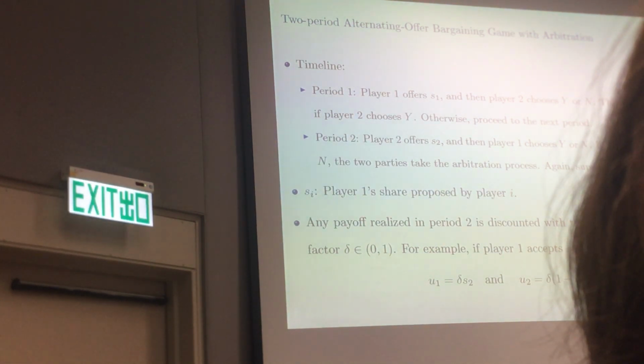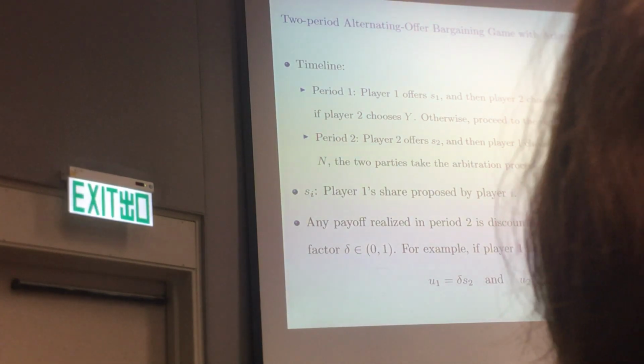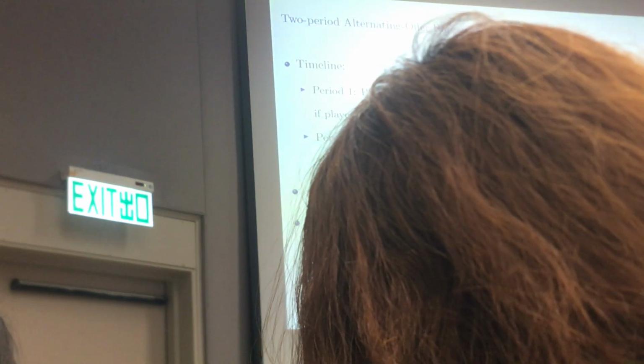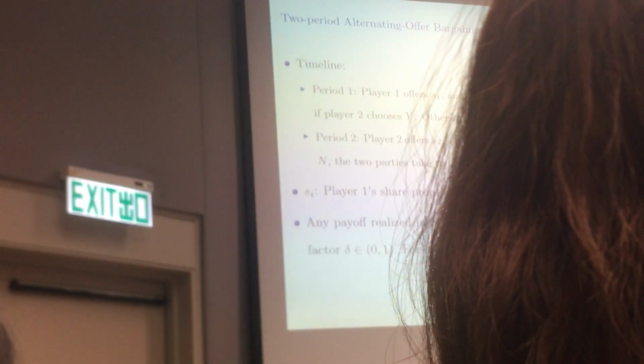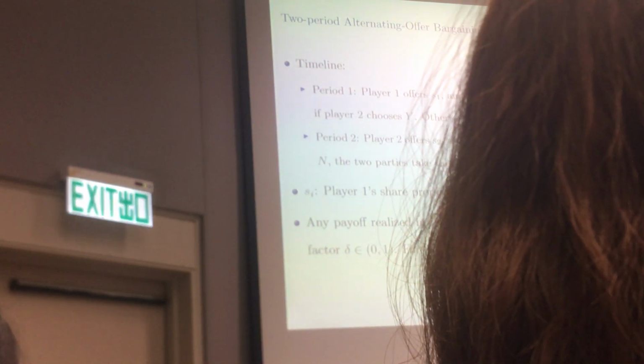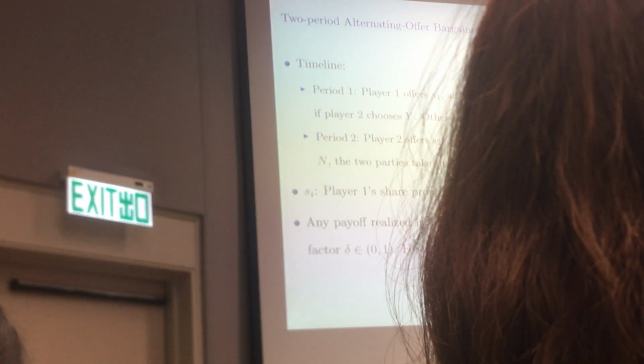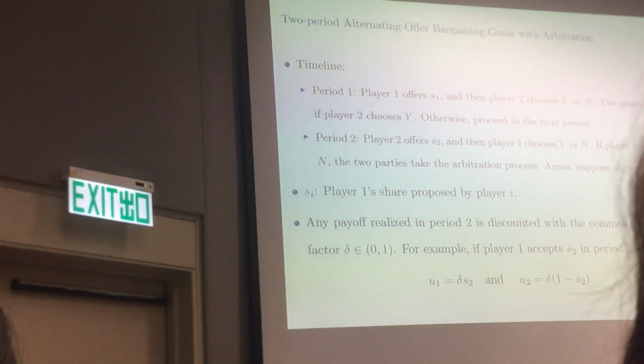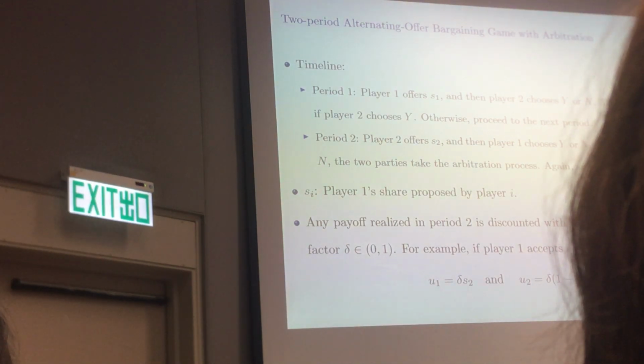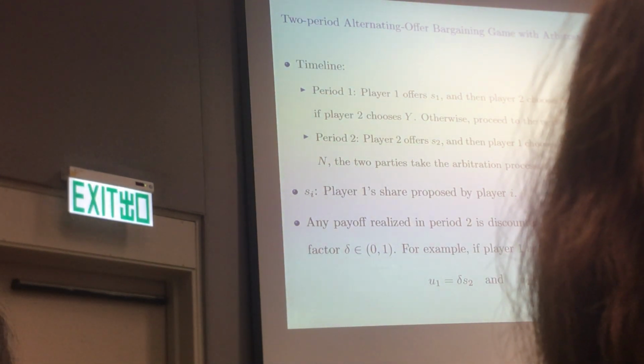Okay, and player 2 can make an offer. Basically, propose how to divide the cake, and then player 1 can say yes or no. If player 1 says yes in the second period, then they make a deal and they trade. So then the payoff is as we described before. And if player 1 says no, then the game ends now. So there is no more period after period 2. That's the end of the game if player 1 says no.